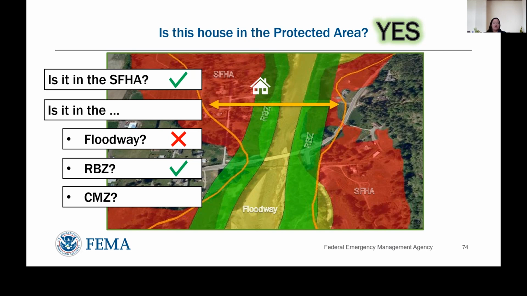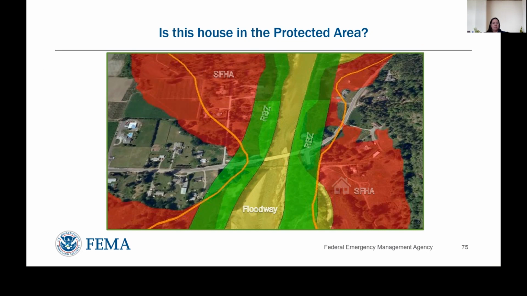In this case, we have a very wide CMZ defined by those orange lines. It is also in the CMZ, yes. We get a house that's in the protected area, and so those additional requirements will apply. And we'll go into those a little bit more too.